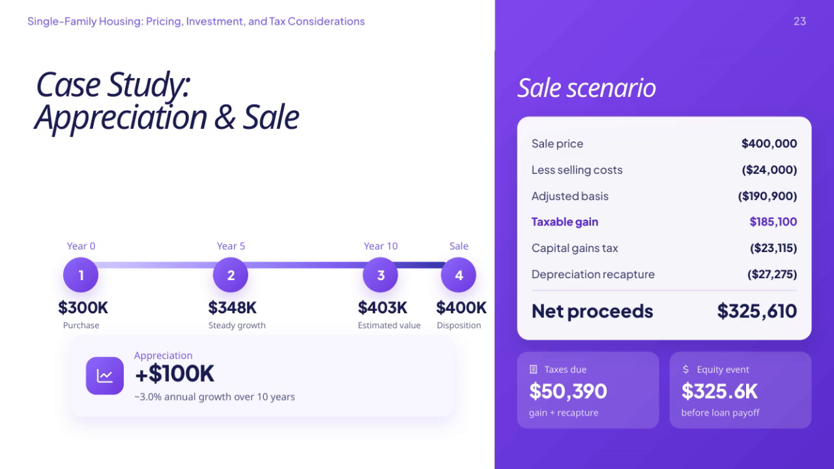Initially, the property is purchased at $300,000 in year 0. By year 5, the value has increased to $348,000, showing steady growth. Then, by year 10, the estimated value reaches $403,000. The property is sold for $400,000, which is just slightly below the estimated value.